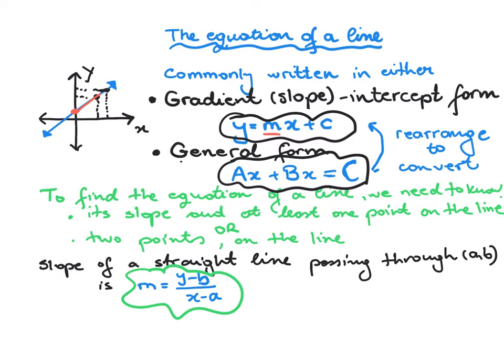Before I start with the question, just to remind you of the slope, which has notation m, small m, of a straight line passing through a point that has x coordinate a and y coordinate b: m is equal to y take away b over x take away a. So now I'm going to go through the general form of a line.